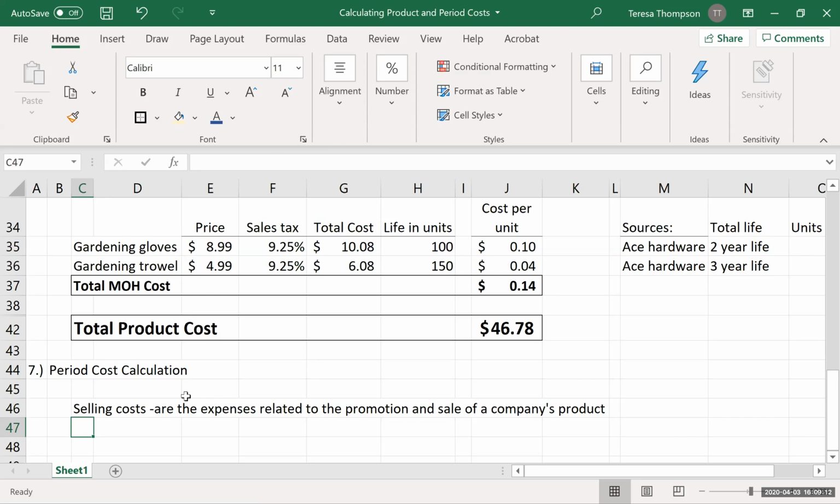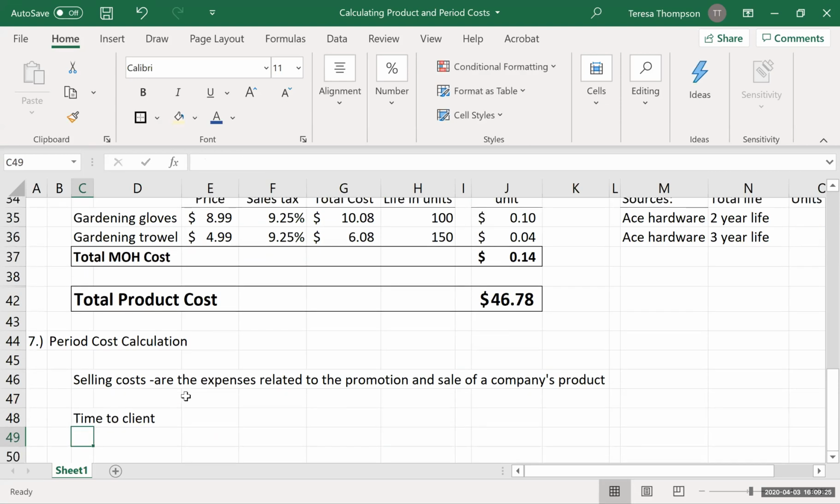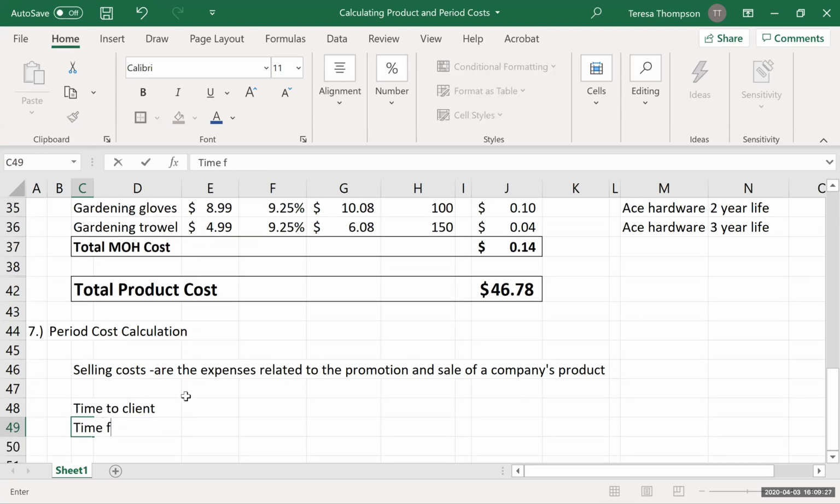Okay, so for me, I am going to travel to each location and provide my planting services there. So for me, it's going to be time. So time to client, I'll say. And then I'm also going to have time for selling, right? Where I'm going to be chatting with my different customers and saying, hey, what do you want in your planter box? So basically it's like taking client orders. So I'm going to have my time for those 2 different activities.